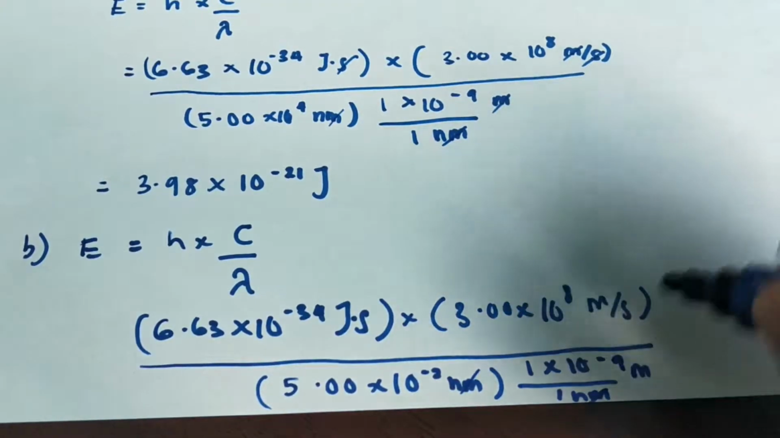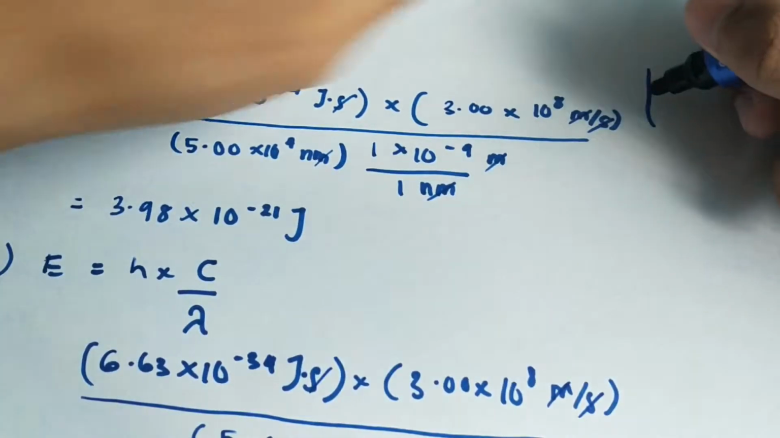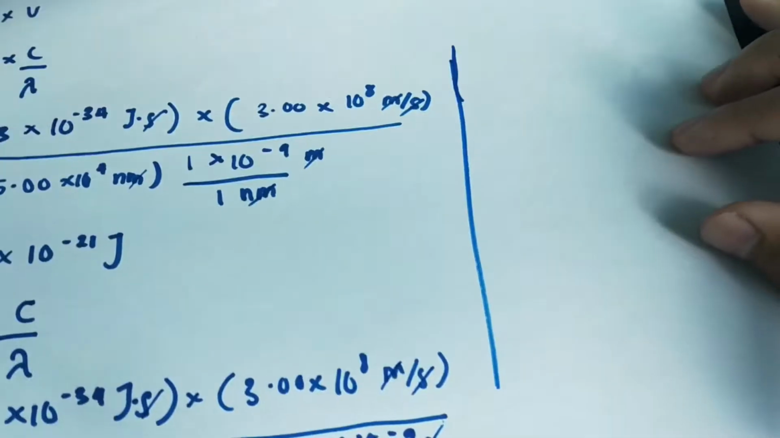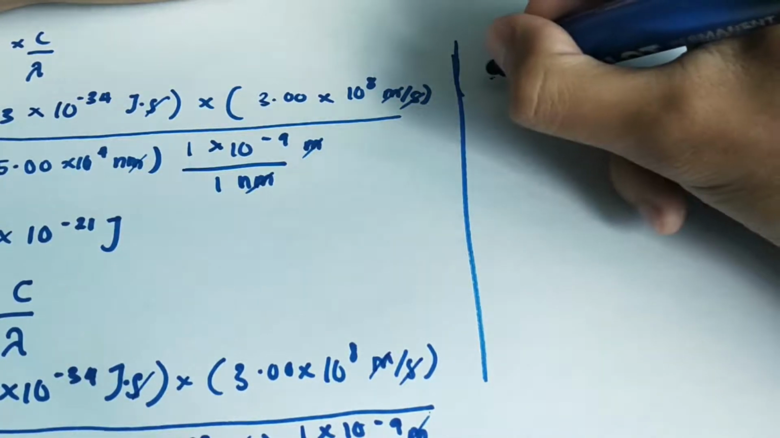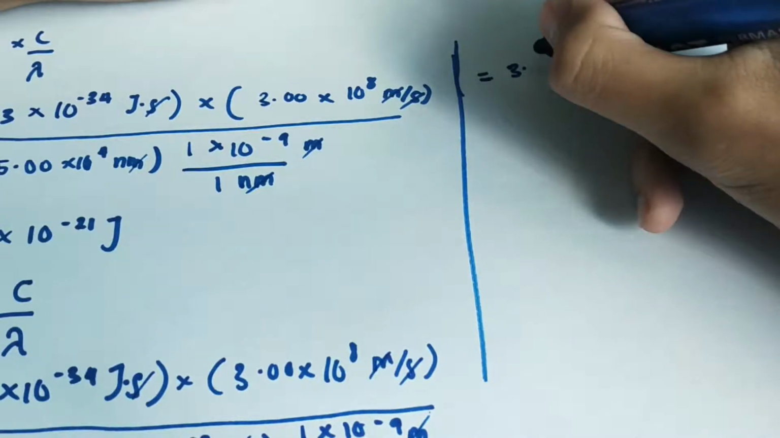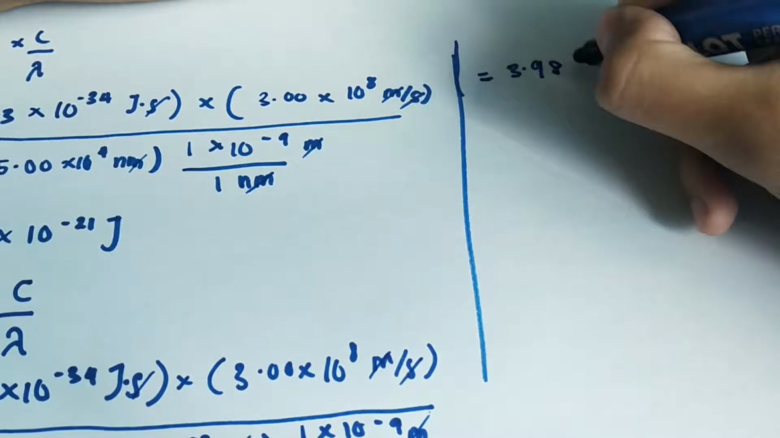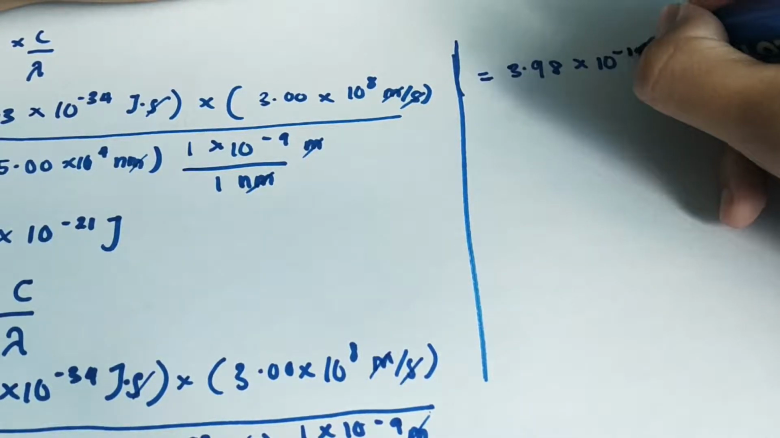So we can cancel out the units. So the answer for this question is 3.98 times 10 to the power of negative 15 joule.